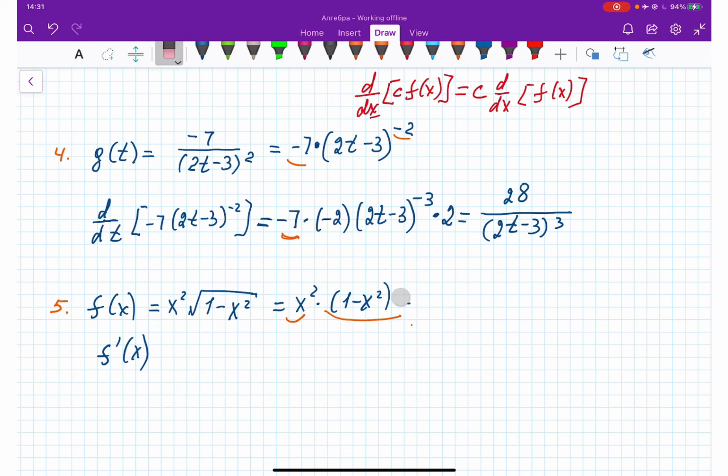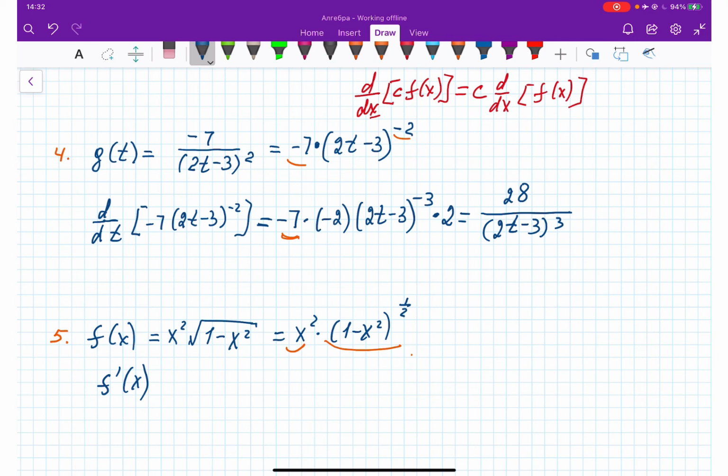Let me move this higher. There we go. So we have x's in both terms, so we really have to apply the rule of multiplication, and the chain rule will also be involved because of this.